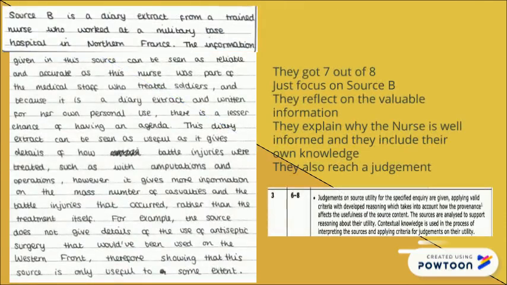So they got 7 out of 8, and if we just focus on the work on source B, we can see they reflected on the valuable information, they explain why the nurse is well informed, and they include their own knowledge, as well as arriving at a judgment as to how useful this source is.